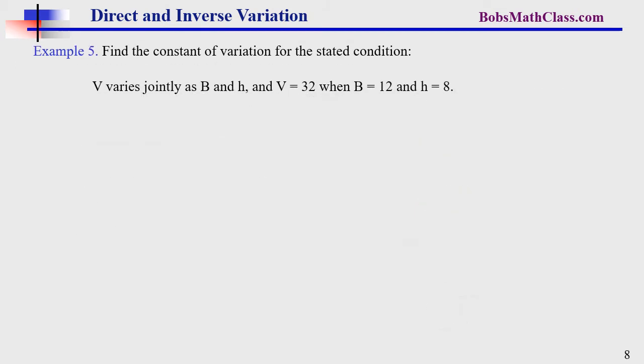Example 5. Again, find the constant of variation. V varies jointly as B and H. No denominator. So V equals, so again we got to translate. V equals K times B times H.